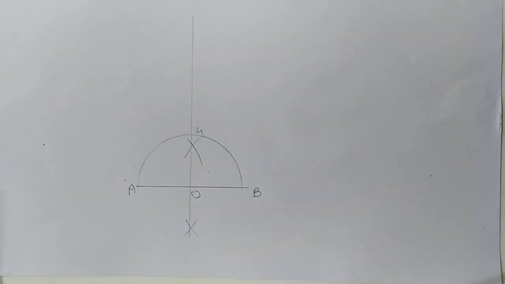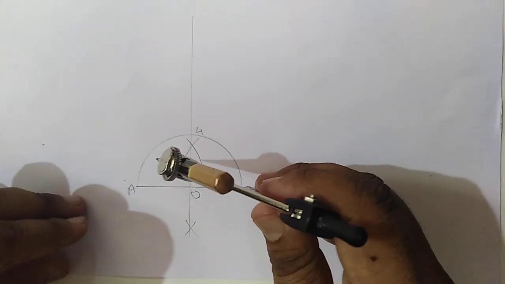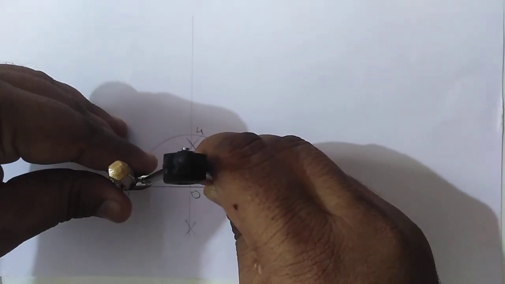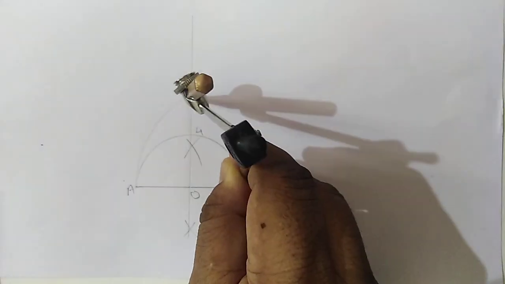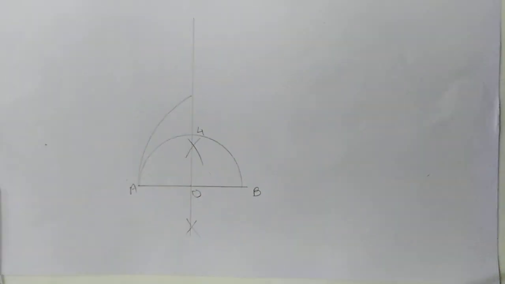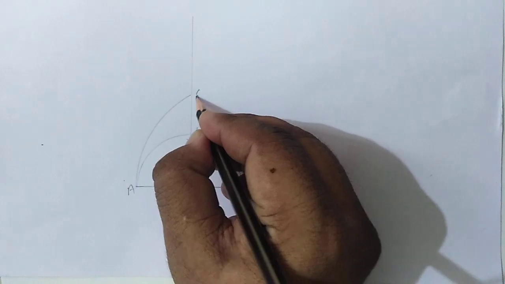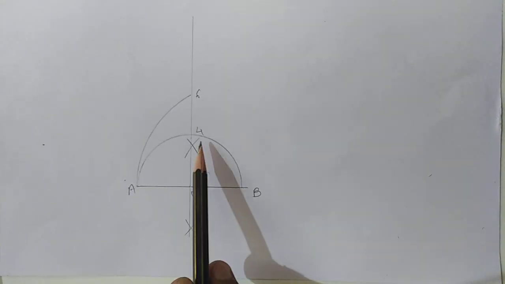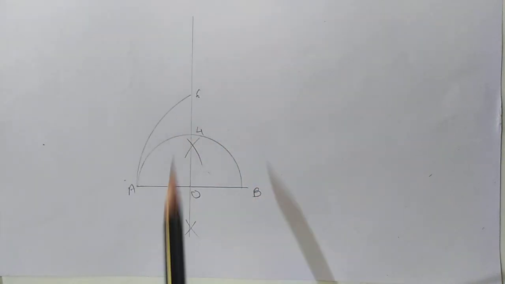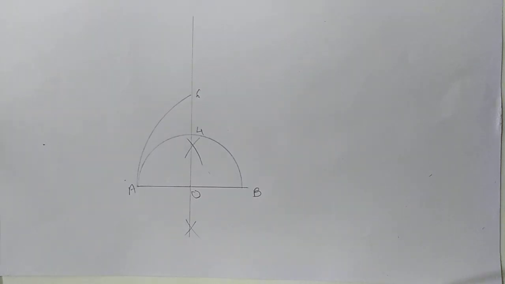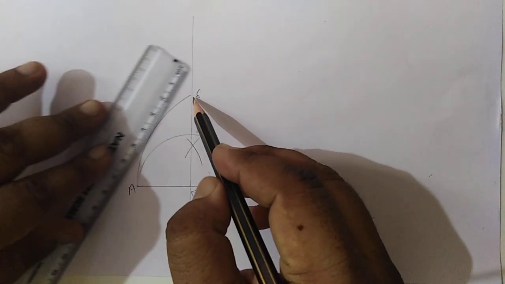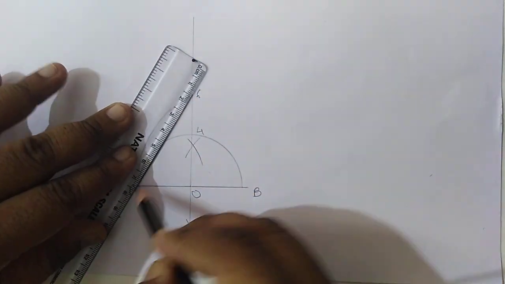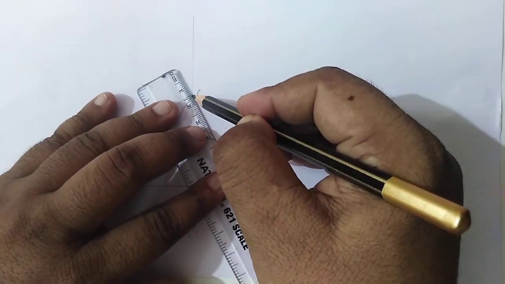Okay, now what you have to do, you have to draw an arc of AB and make number 6. Number 4 is used to draw a square, and number 6 is used to draw a hexagon or triangle. Okay, first of all you have to draw the triangle. You have to just join line 6 to A and 6 to B. This is the triangle.